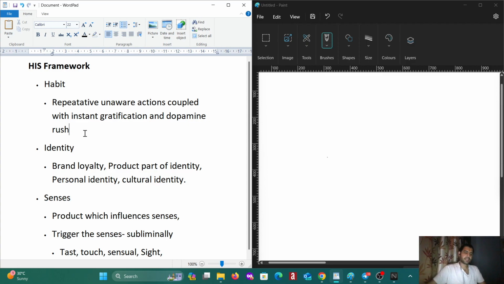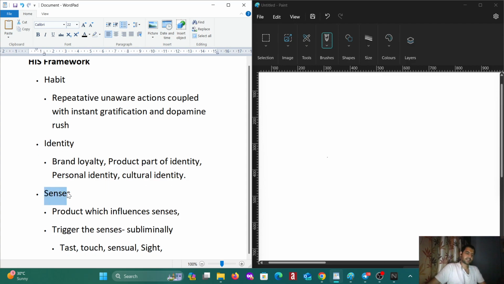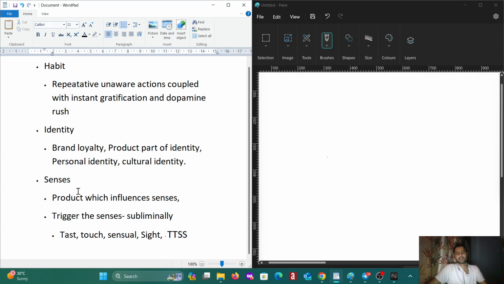Then come the senses. Everything which we perceive is through our five senses. In the case of products, it's taste, touch, sensual, and sight. I will name it TTSS: touch, taste, sensual, sight. This is how the senses work.